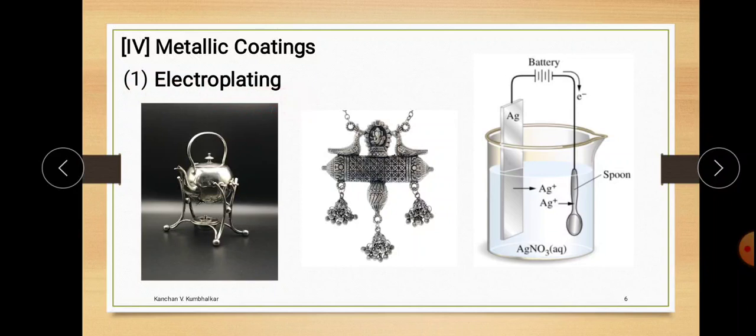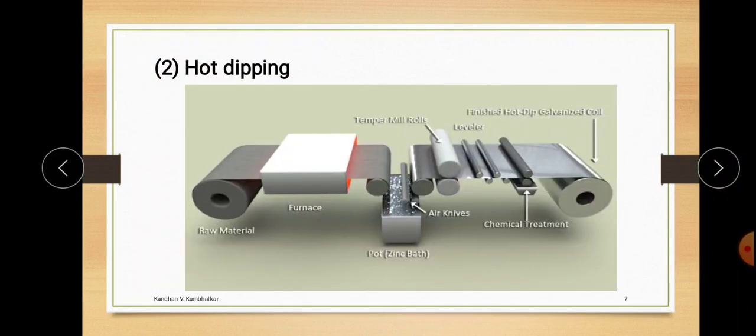Now, moving toward another method, that is the hot dipping process. Hot dipping means the coating metal is kept at a high temperature above its melting point, so it remains in liquid form. Then the article which we want to protect from corrosion is dipped into that molten metal and removed. This procedure is known as the hot dipping process.